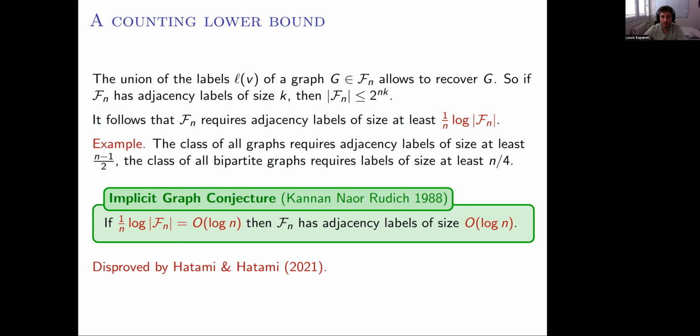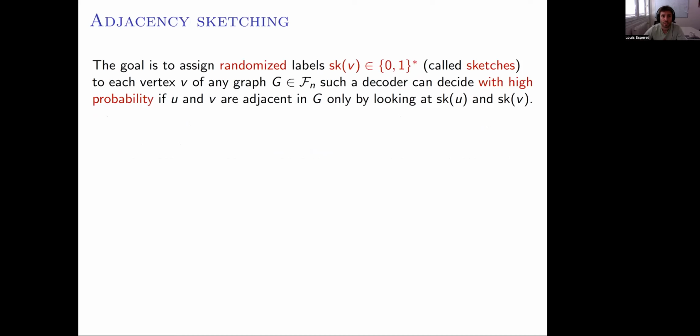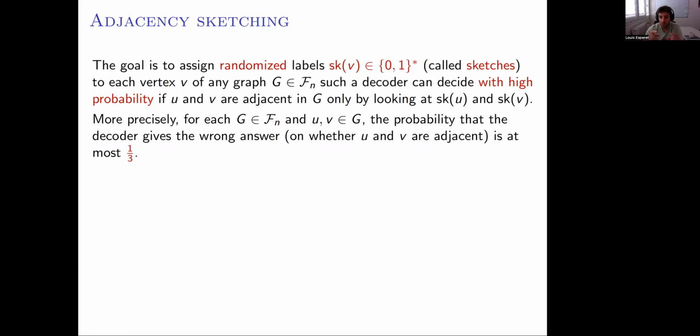Let me now talk about adjacency sketching, which is the randomized version of this. So in adjacency sketching, instead of putting deterministic labels on the vertices of the graphs in the class, we're going to put randomized labels called sketches. And now the decoder doesn't have to guess correctly whether U and V are adjacent with probability 1. We only ask it to guess correctly with probability at least 2/3. Okay, for any U and V, the probability that the decoder is wrong is at most 1/3.